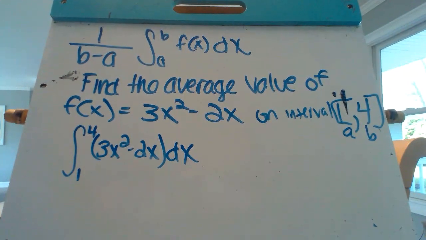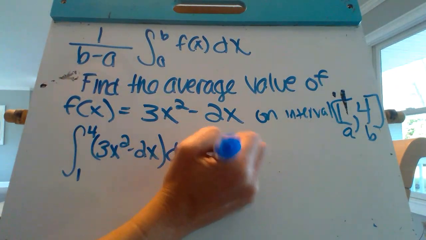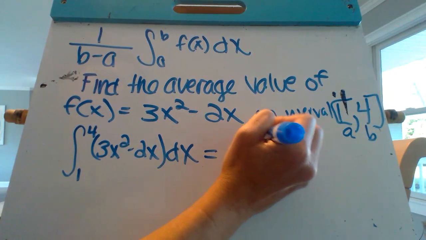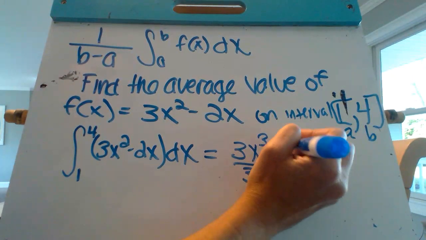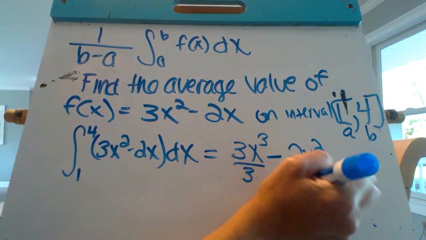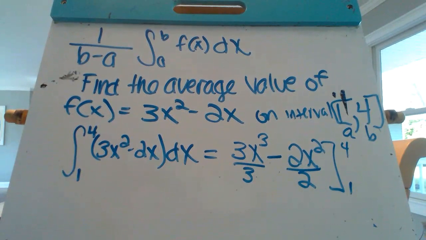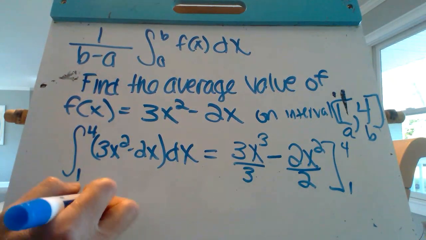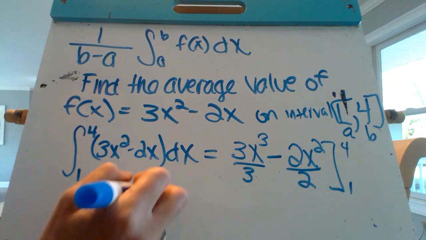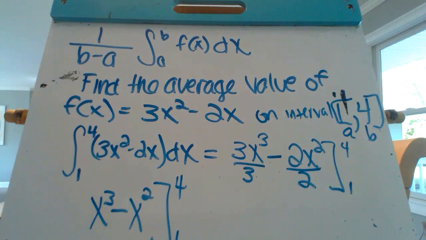All right, so we add 1 to the exponent and we divide by it. So we get 3x to the third over 3. I like when that happens because I don't get fractions then. Oh, nice. And then 2x squared over 2. Again, nice. Those are going to cross off from 1 to 4. All right, so to make this a little bit cleaner, I have x to the third minus x squared from 1 to 4.